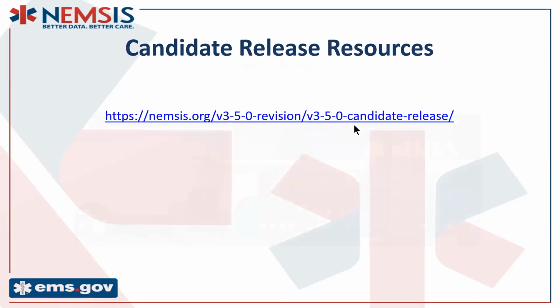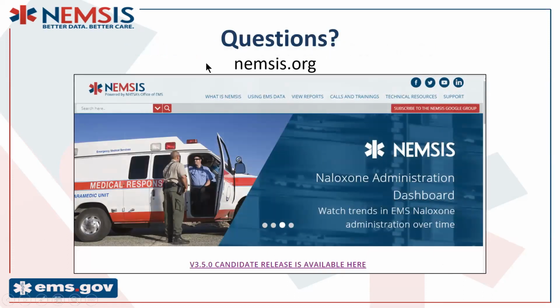If that URL is a little hard to remember, if you're on the homepage for nemsis.org, you can find the candidate release on this big all caps URL here right underneath the banner. So you can click through there to find all the details about what we're working on with 3.5. The 3.5 changes will be finalized by the end of September. And then we should have compliance testing open by the end of November.